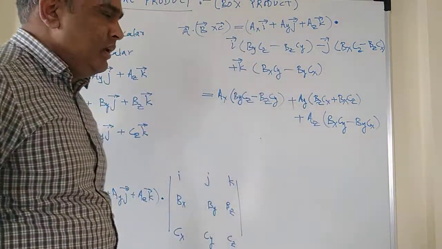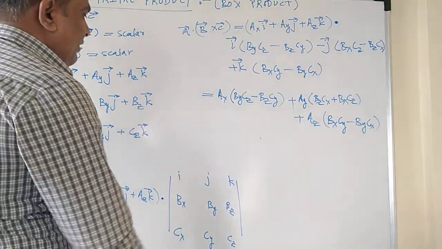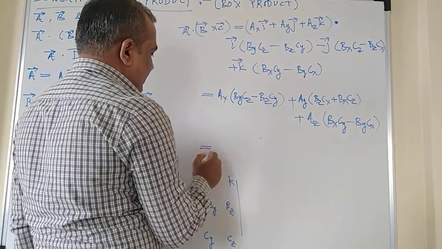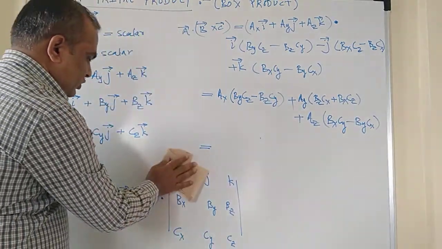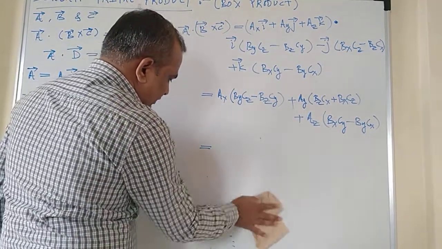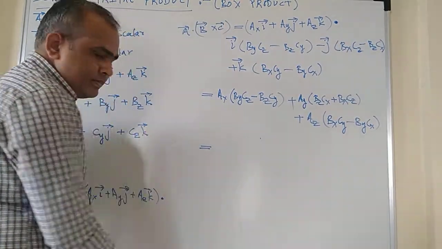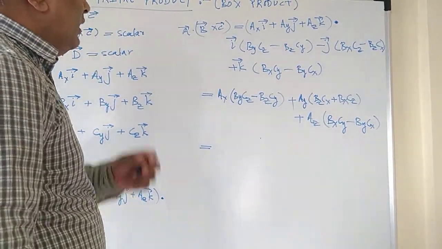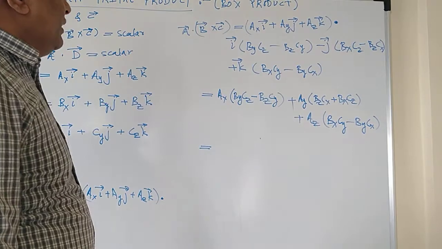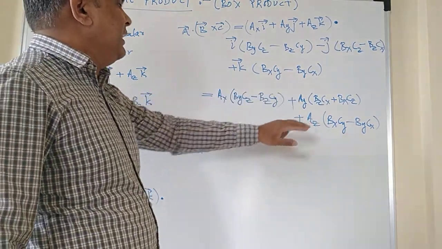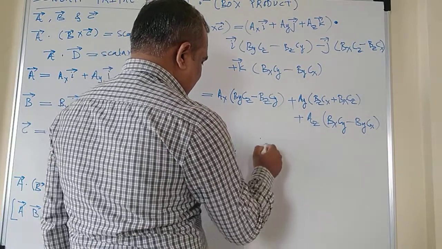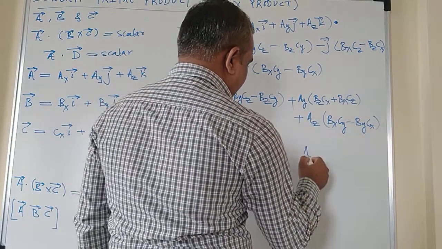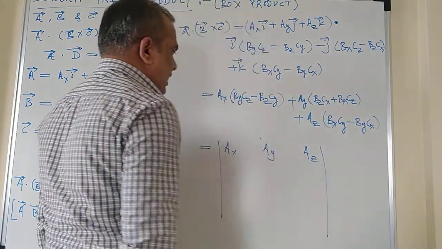Got it? Now you can write it in a simplified way, and this will be a determinant. Shall I write this earlier determinant? So this can be written as... what will be the first row of the determinant? Ax, ay and az. Got it? So this is ax, ay and az.